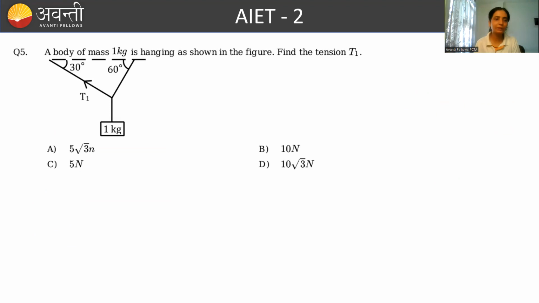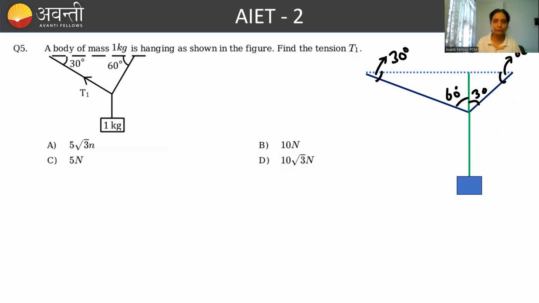Now, this is the last question that we are going to discuss. A body of mass 1 kg is hanging as shown in the figure. Find the tension T1. Now you find tension T1. What will be the value? So, if you look at this carefully, if you redraw it something like this, this is 30 degrees, this is 60 degrees.